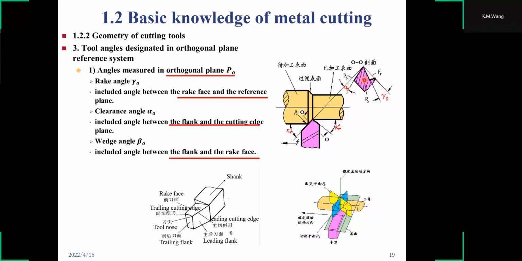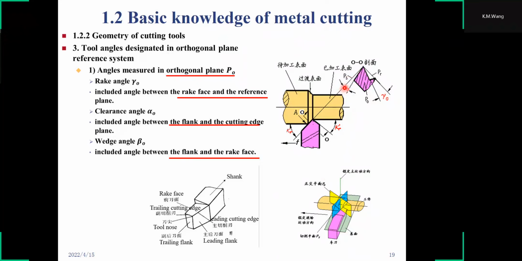We should know that this picture is in the orthogonal plane, PO. From this picture we can know that in the orthogonal plane, this angle is the rake angle. And the clearance angle is the angle between the flank and the cutting edge plane. This is the flank, and this is the cutting edge plane. So this angle is the clearance angle.